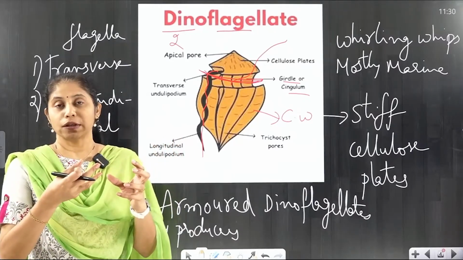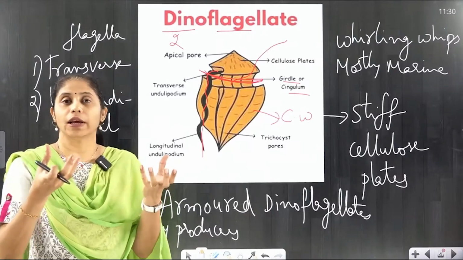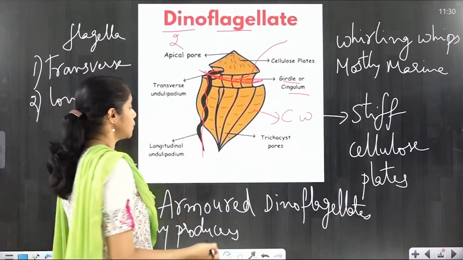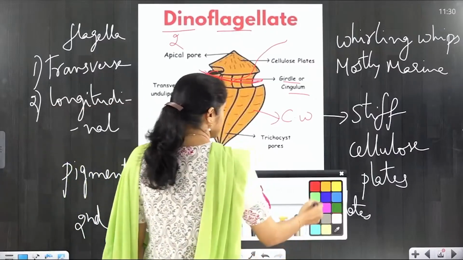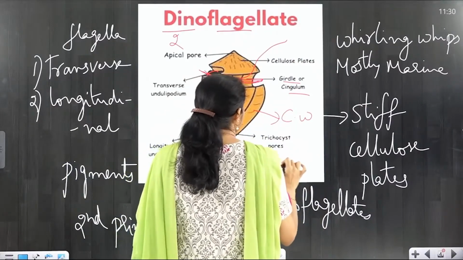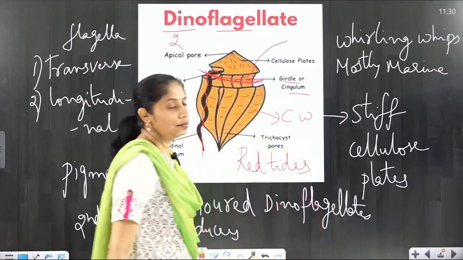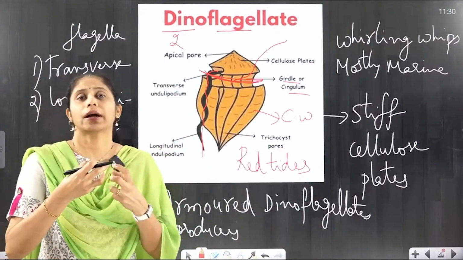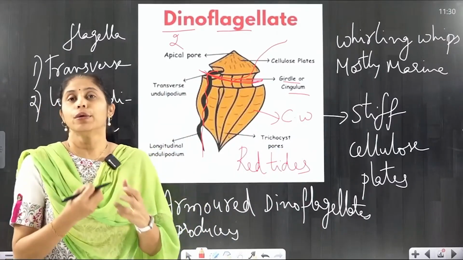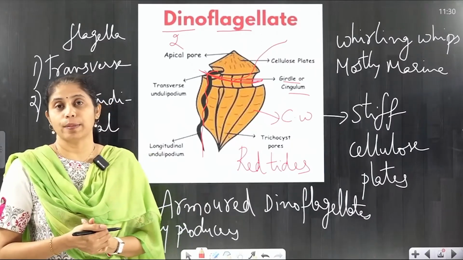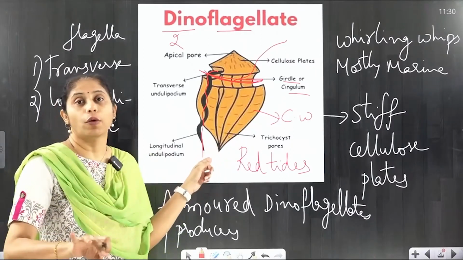They will be having the pigments, no? And their rapid multiplication will give color. That water will appear colored. So these are the ones which cause the red tides, because of the rapid multiplication. And when they are multiplying in that water, they will be releasing different kinds of toxins, like neurotoxins. Different kinds of toxins will be released by the dinoflagellates into the water bodies.